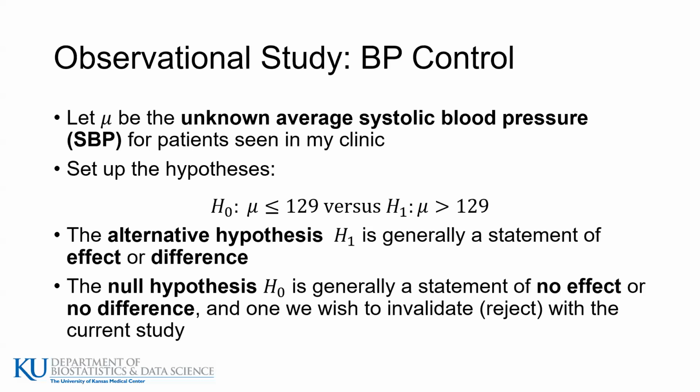And then the alternative hypothesis is generally a statement of effect or difference. So in this case, it's that our patients on average do have hypertension. So that is that their systolic blood pressure is greater than 129. So these two hypotheses, you can see, account for all possible values. So either their systolic blood pressure is less than or equal to 129 or it's greater than 129. So there's no other possible scenario that we can observe.